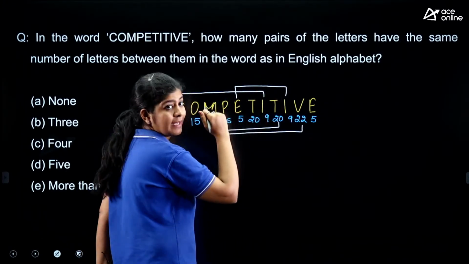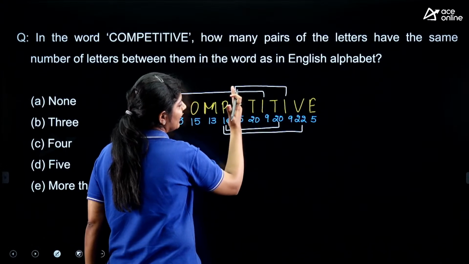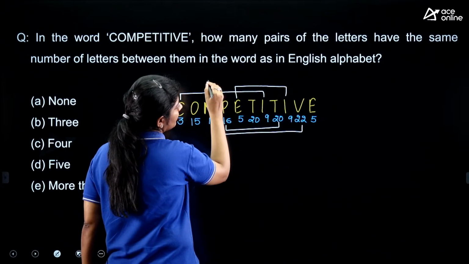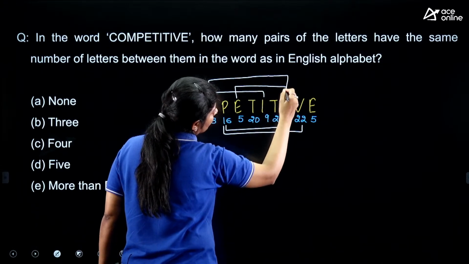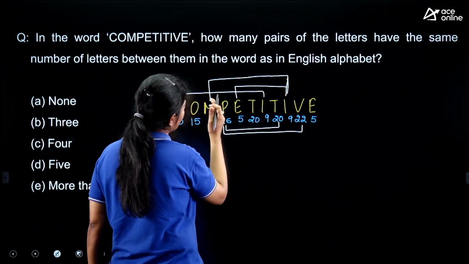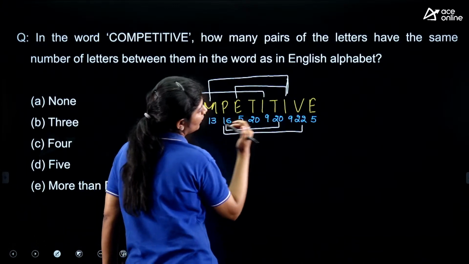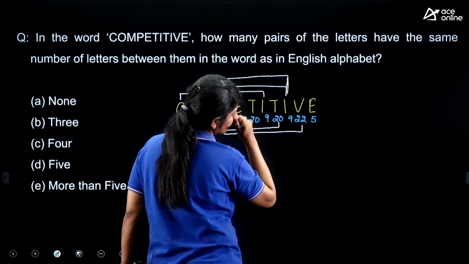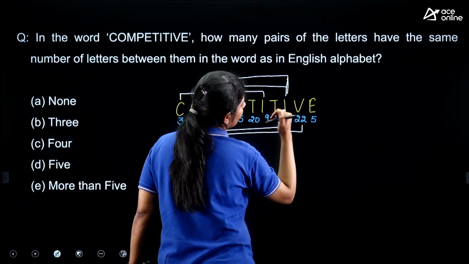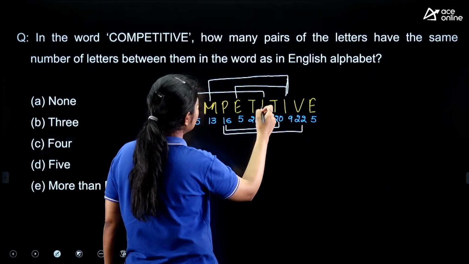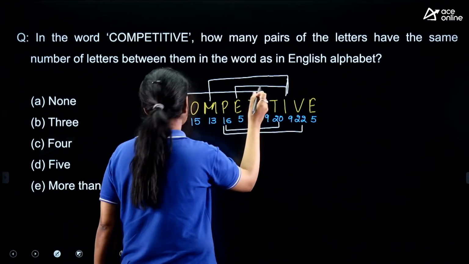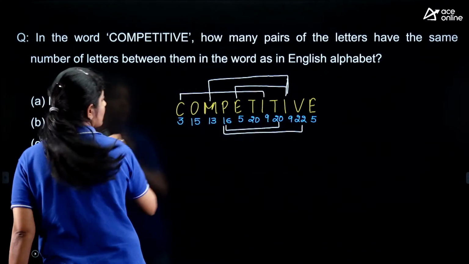21, 22. Next. 9, 10, 11, 12, 13. Right? We got one more pair. 13, 14, 15. No. Next. 10, 11. Next. 20. I guess 9, 10, 11, 12, 13. Wait. This belongs to this one.